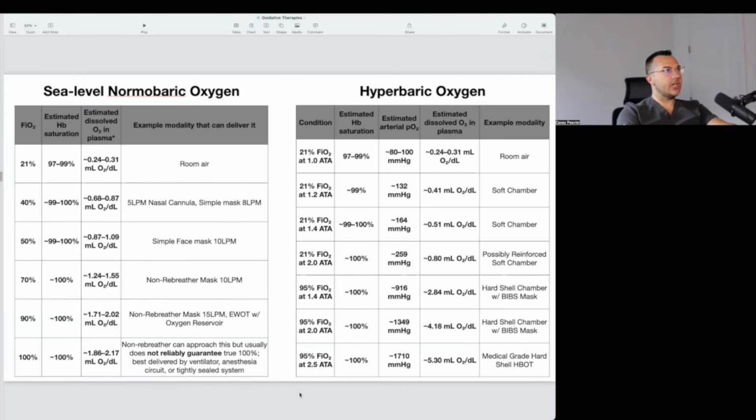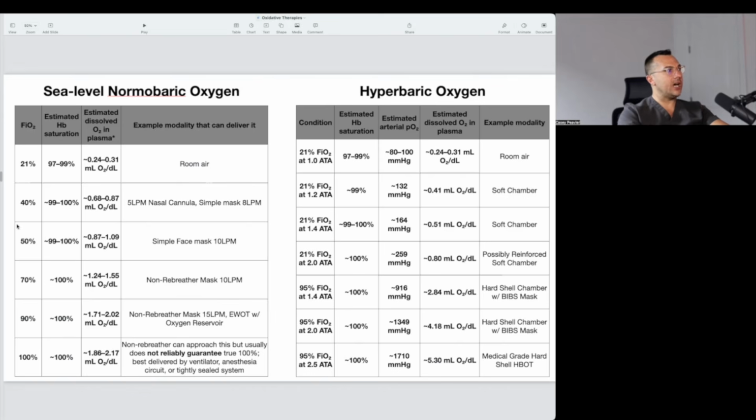So this is a table that I built using gas laws, and I want to help illustrate the difference between normobaric oxygen and hyperbaric oxygen. And I want to look at some examples of what this could look like and why it's important. In this table to the left, we're going to see FiO2, which stands for fraction of inspired oxygen. So it's pretty much the percent oxygen that you're breathing in. And all of us at room air are breathing in 21% oxygen.